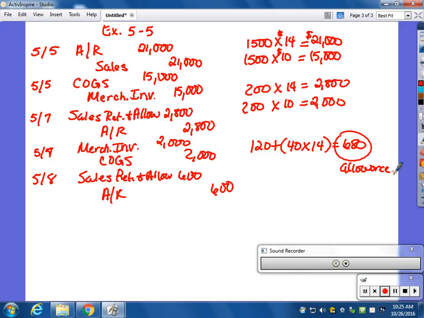So on May 15th, we debit what and credit what? Sales returns and allowances, right? It's still the same process. So how is their allowance greater than 600? Greater than what, 600? Return 40.